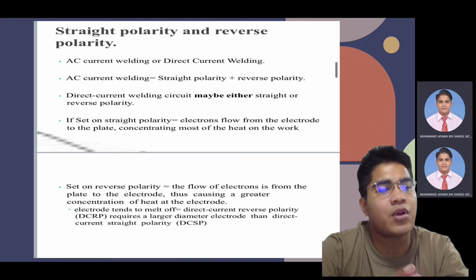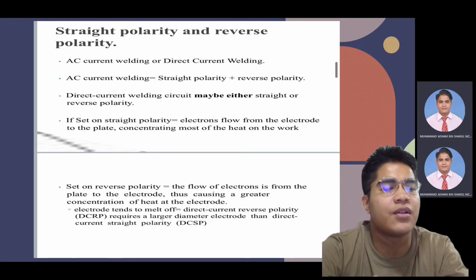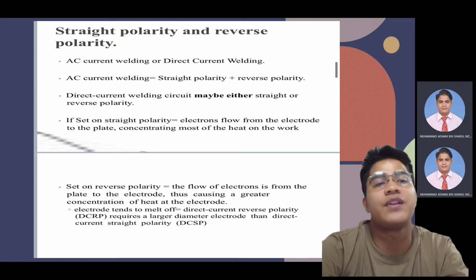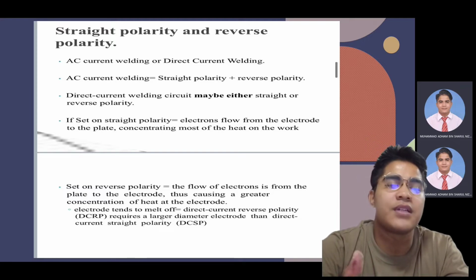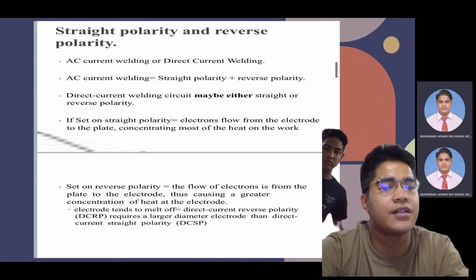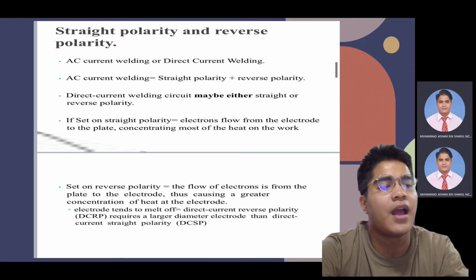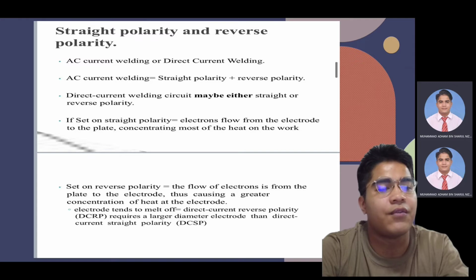If set on straight polarity, the electron flow is from the electrode to the plate, concentrating most of the heat on the work. Set on reverse polarity, the flow of electrons is from the plate to the electrode, thus causing a greater concentration of heat at the electrode. The electrode tends to melt off.